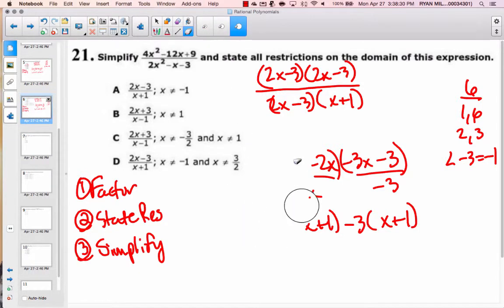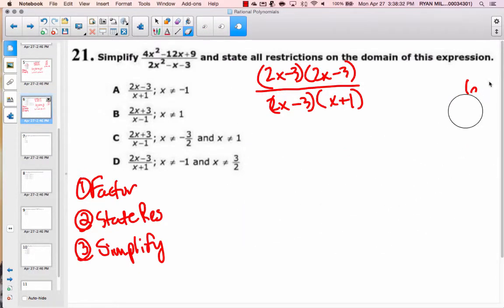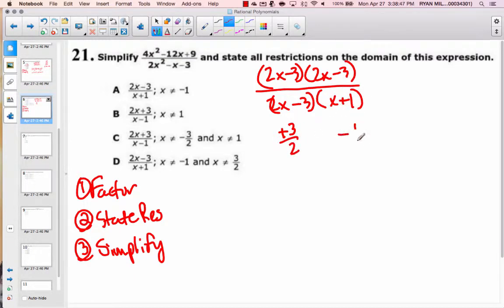So I'm ready to state my restrictions. This one right here is going to get me a fraction. I don't know if you've ever seen the pattern, but you can take the opposite of the second number and put it over the front. So I get positive 3 over 2. This is going to get me negative 1. So x cannot be either one of these. So I got positive 3 over 2 and negative 1 as my restrictions.